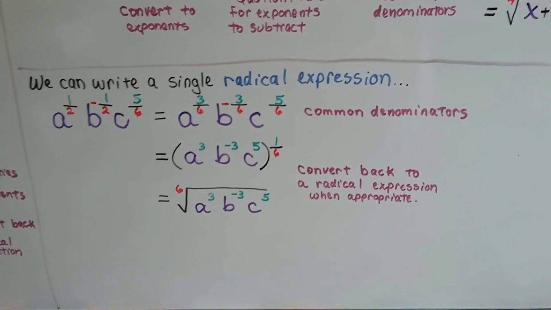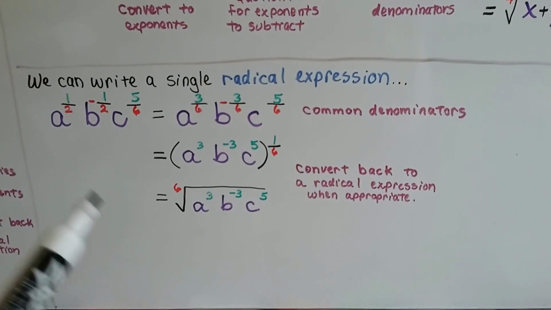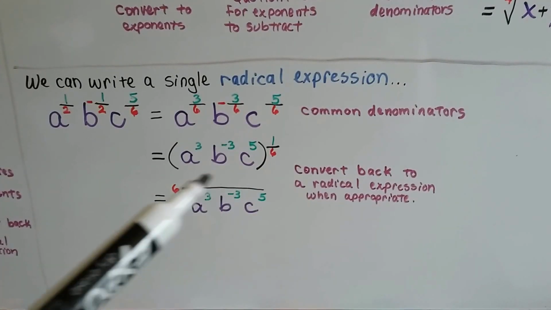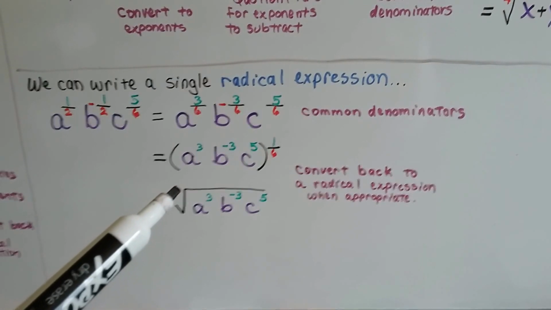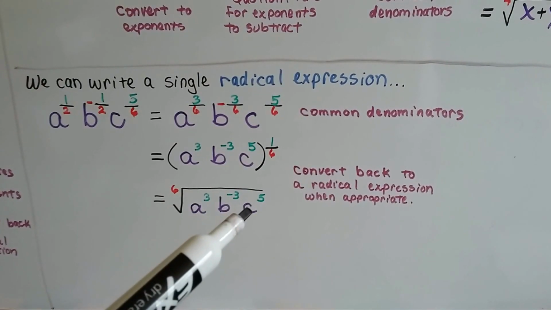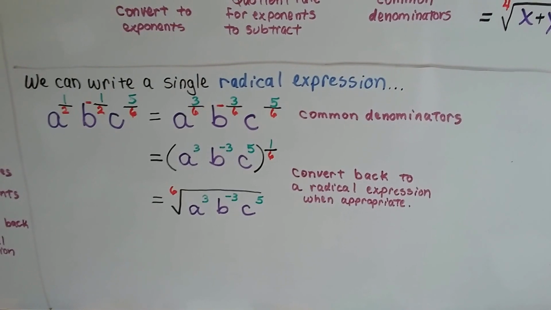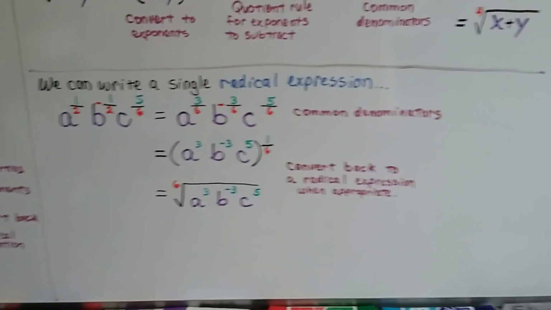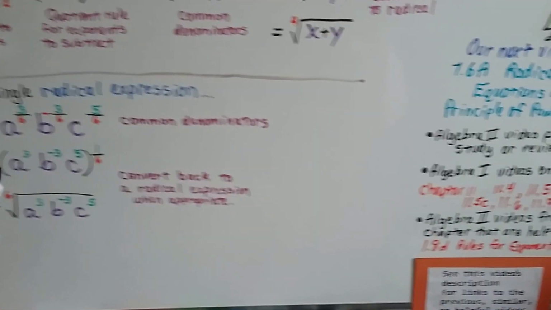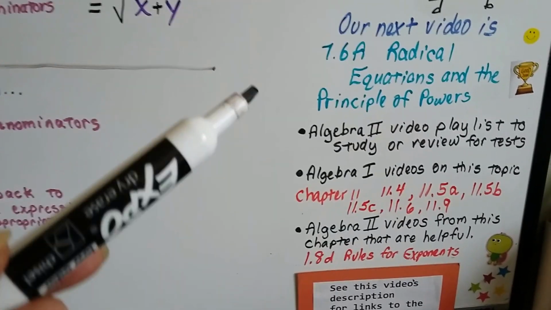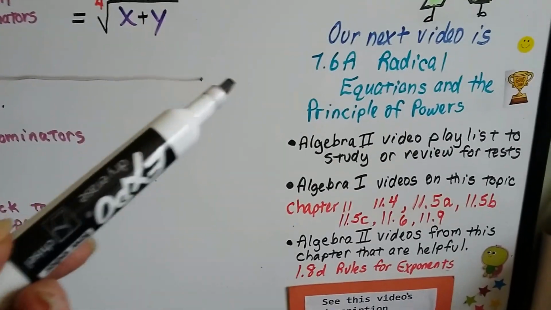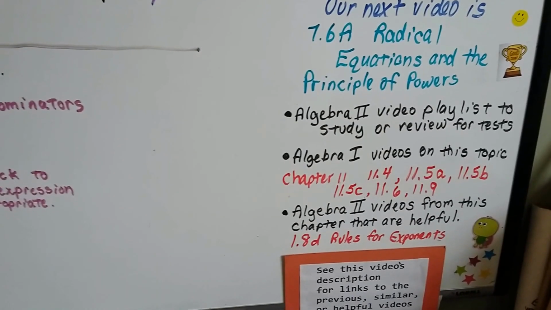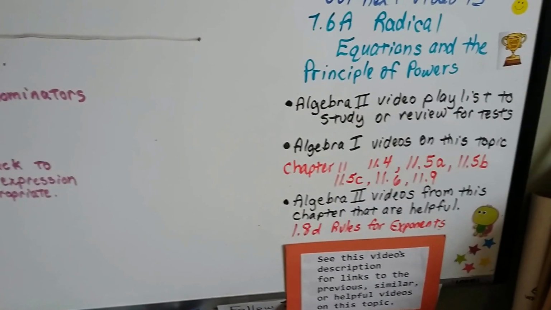We can convert it back to a radical expression, and here's our root. So we've got the 6th root of a to the 3rd, b to the negative 3rd, c to the 5th. Okay? So we were able to simplify all of these. Now our next video is going to be 7.6. So we're done with the 7.5. So we're going to do 7.6a, and we're going to do radical equations and the principle of powers.